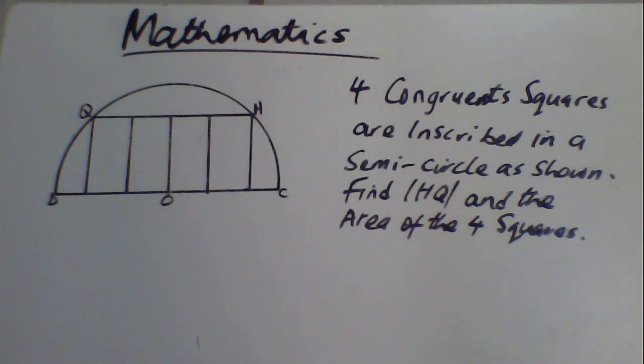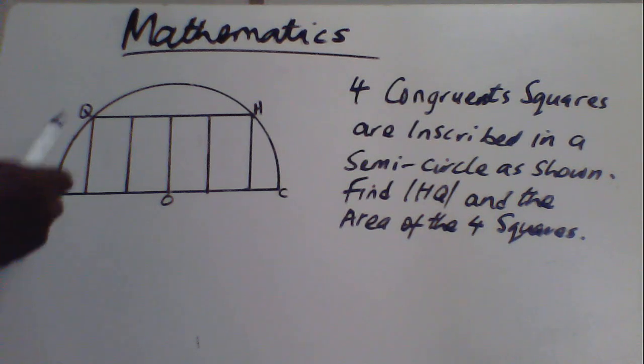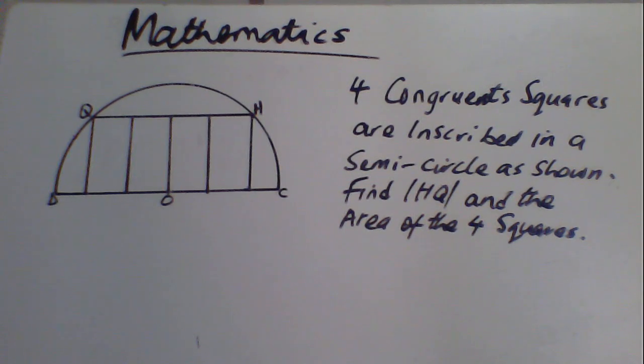Good day, students. As you can see, what we have today is circle geometry. Four congruent squares are inscribed in a semicircle as shown. Find HQ and the area of the four squares. You are required to find the value of HQ and the area of the four squares.